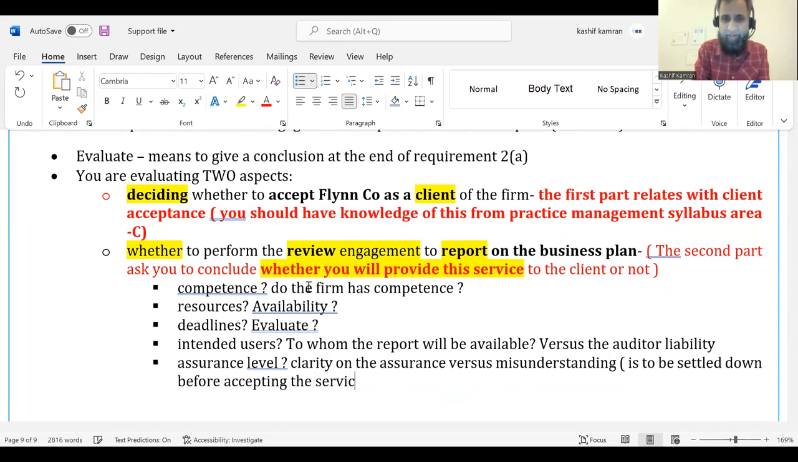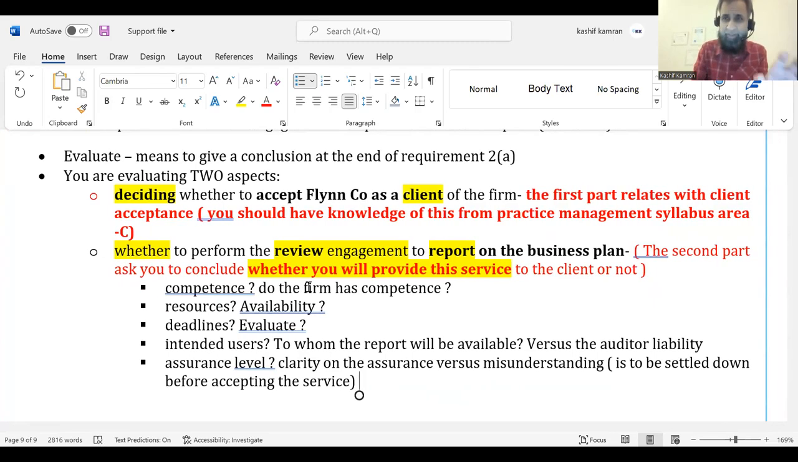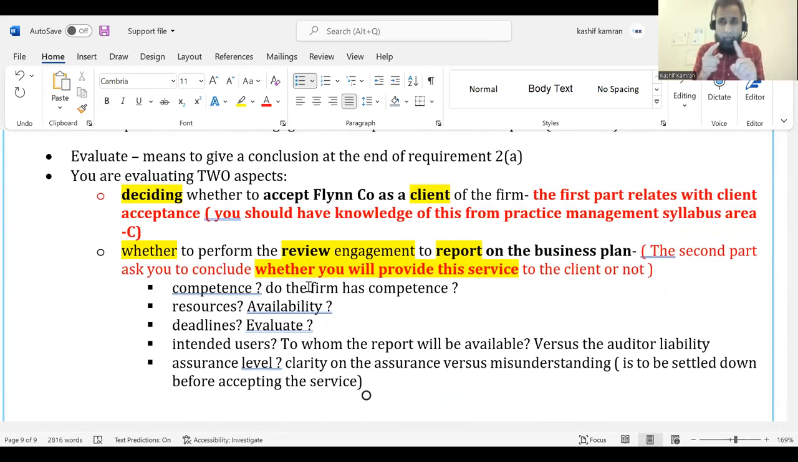So in the exam paper, when you are accepting a service, you need to be very critical: do you have competence? You have to link that to the case study, resource, deadlines. They're all linkable to the case study. Intended users: who will be the users of my report, because I need to report on the business plan. What will be the assurance level? So whether to perform the review engagement. Before you consider whether you perform the review engagement to report on the business plan, you need to consider that the factors are favorable.